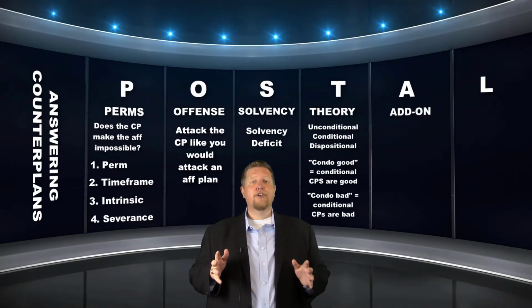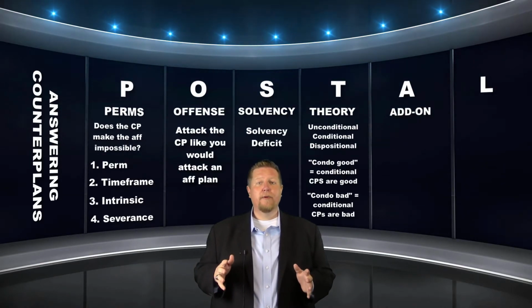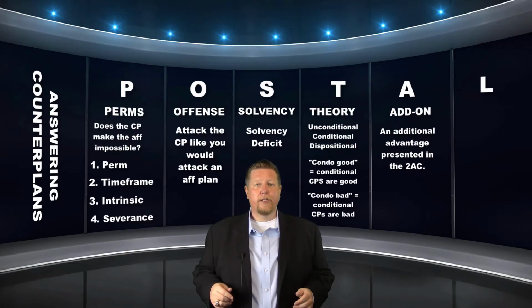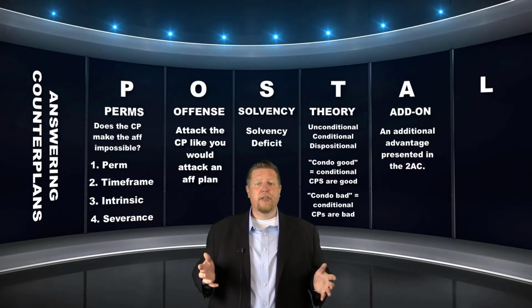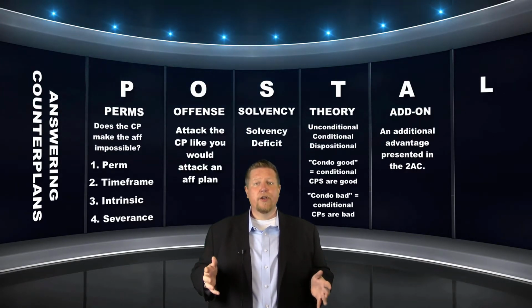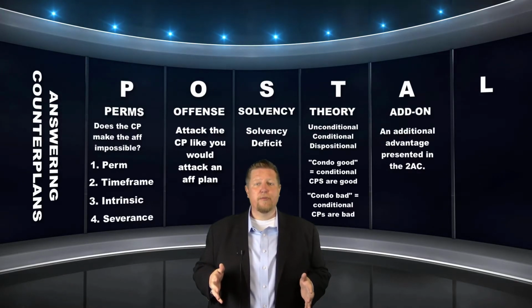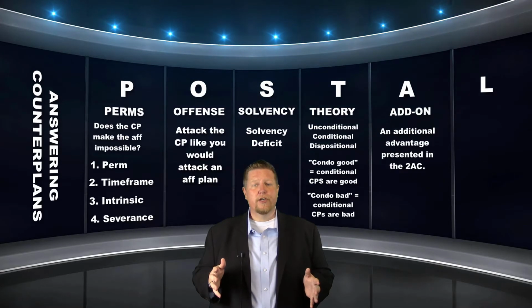Next, we have the letter A, which stands for add-on advantage. An add-on advantage is an advantage offered by the affirmative team in the 2AC that wasn't introduced in the 1AC. You don't need a counterplan in the 1AC to justify reading an add-on advantage. In fact, if you ever find yourself with extra time in the 2AC, you can introduce another advantage. Since this is still a constructive speech, and since you answered all of the negative team's arguments presented in the 1NC, an add-on advantage can provide even more reasons for the judge to vote affirmative.